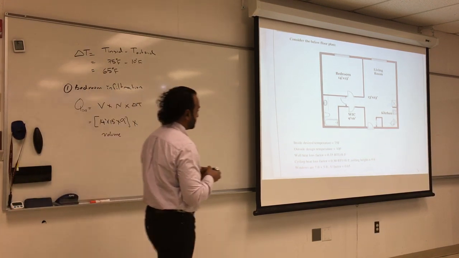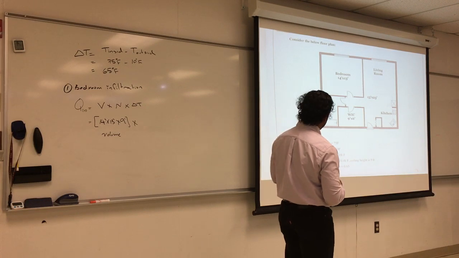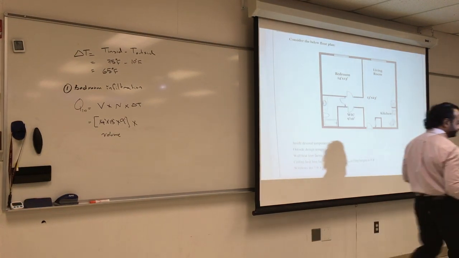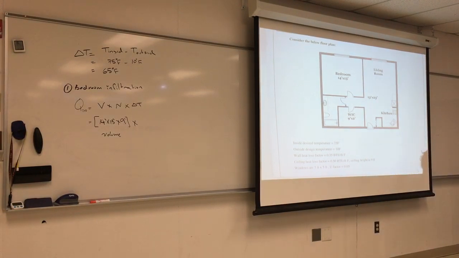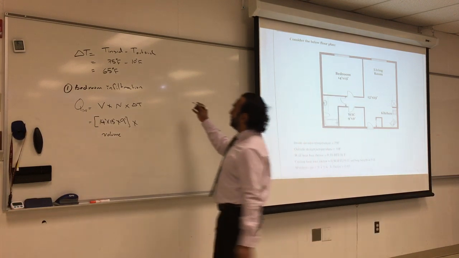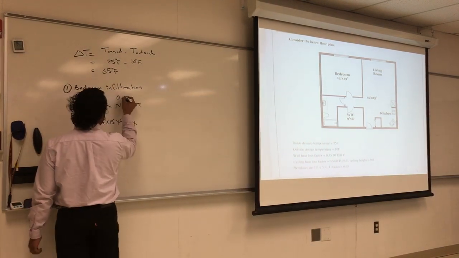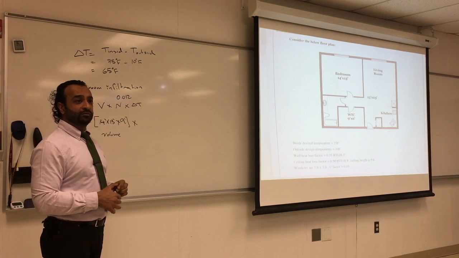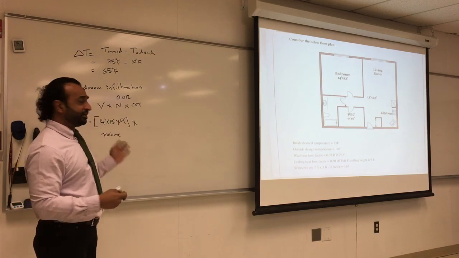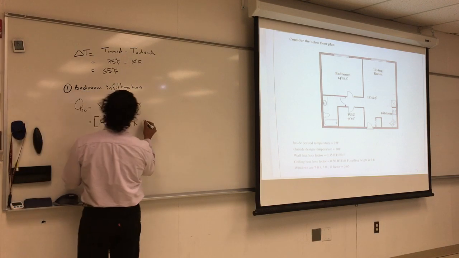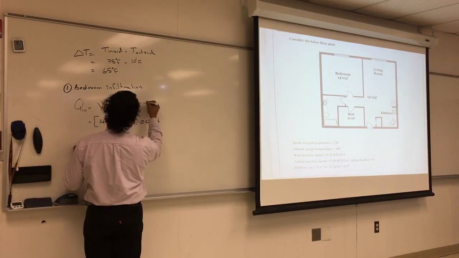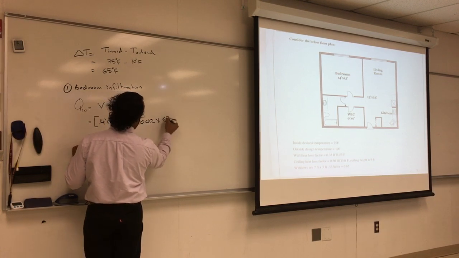What is the infiltration rate? It's given in the question. In the question I gave you an infiltration rate of N is 0.012. If it's not given, where are you going to find that? Over in the book, page 73. So we get the volume times 0.012 times what is delta T? 65.